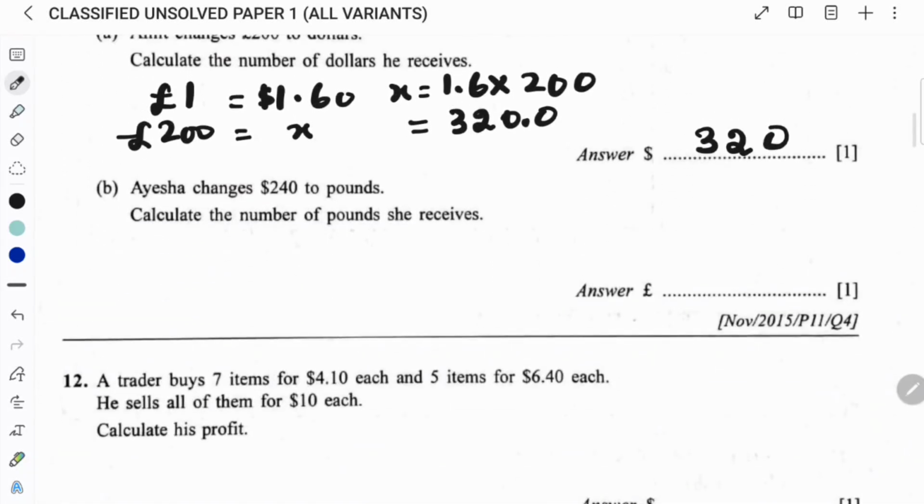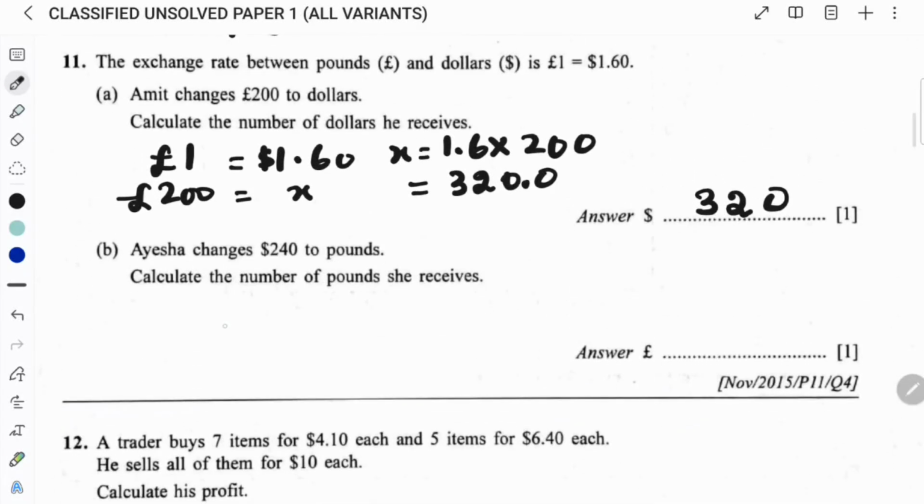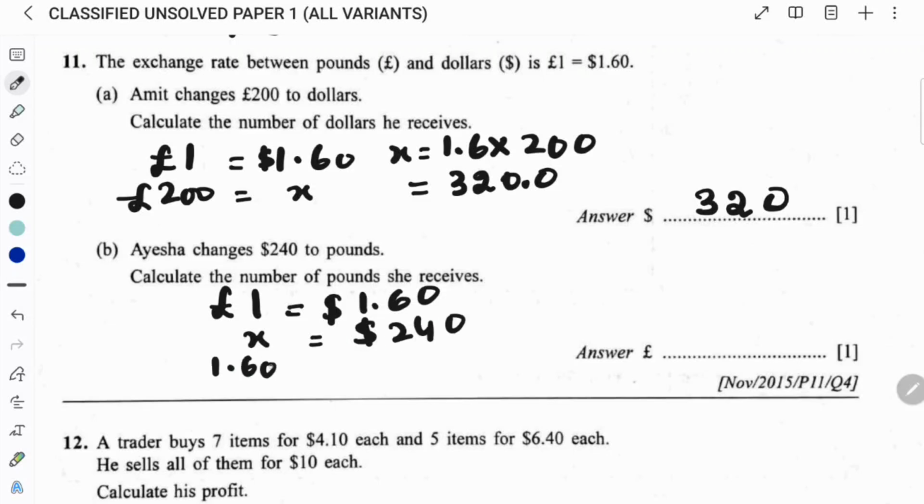Aisha changes $240 to pounds. Calculate the number of pounds she receives. Okay, so 240. We'll take the same exchange rate for this question because it's part of the same question. So you are going to find out for 240: 1.60 x equals 240. x equals 240 divided by 1.60.